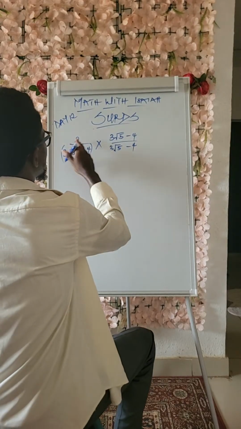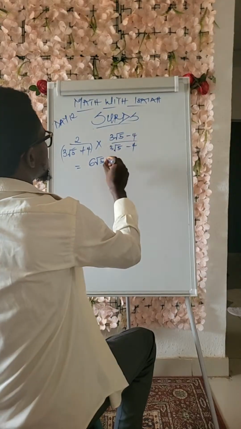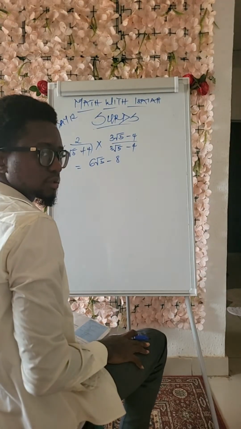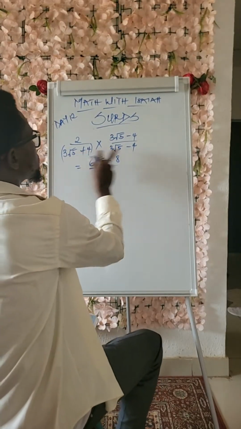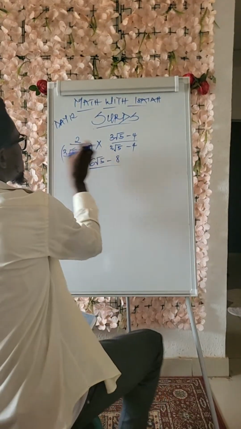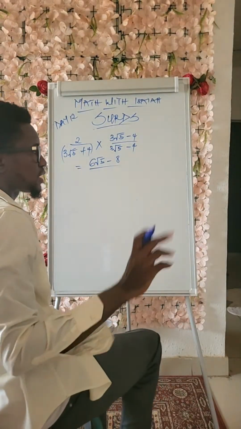So now you have to multiply this times this, times this. What do you have? 2 times 3 is 6 root 5. 2 times minus 4 is what? Minus 8. All over this times this. This is a difference of 2 squares, so there's no point multiplying each term individually. I'll explain that now.